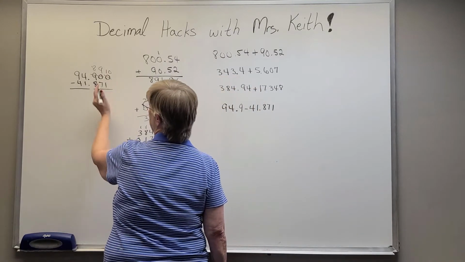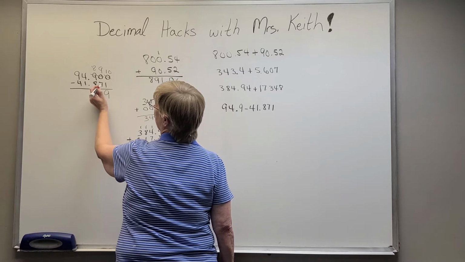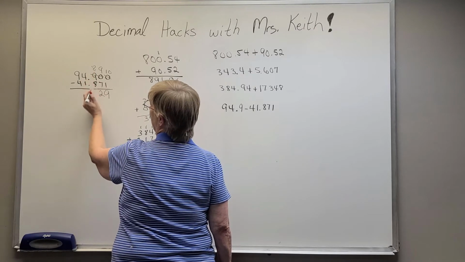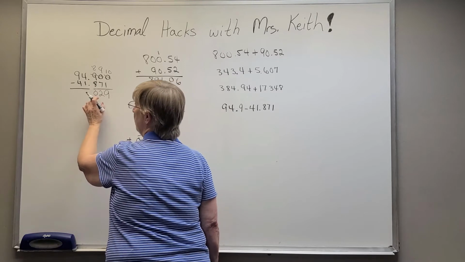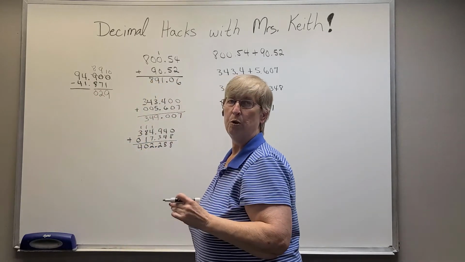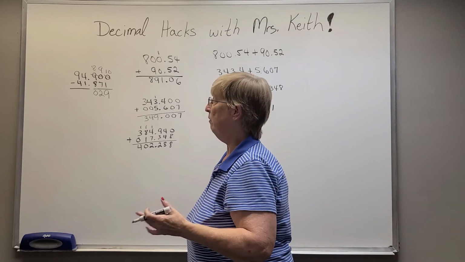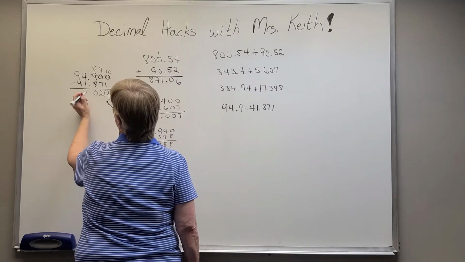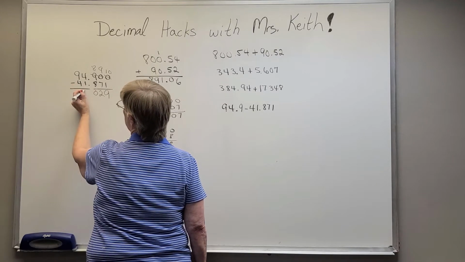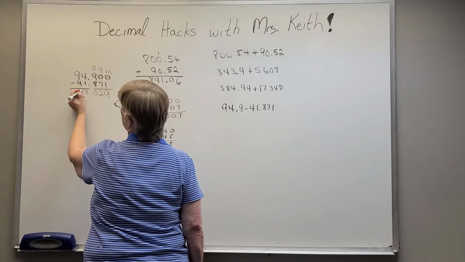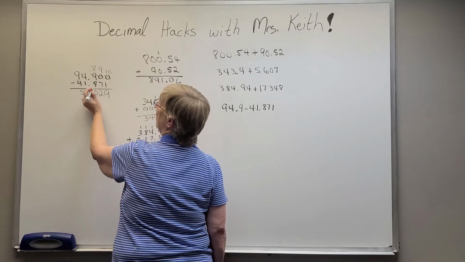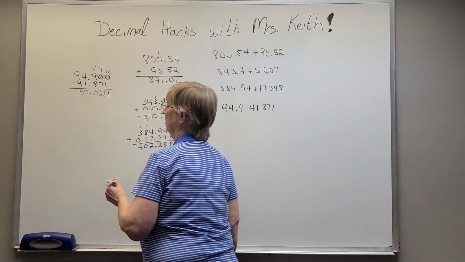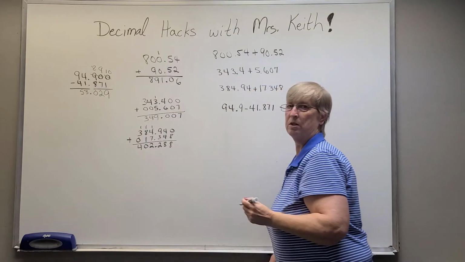Watch: 1 from 10, we have 9. 7 from 9, we get 2. 8 minus 8, we get 0. And remember, you have to write the 0 in. You can't just leave that spot and move everything over. You've got to have a number there. If it's 0, that's the number. All right? 4 minus 1 is 3. 9 minus 4 is 5. Where do we put the decimal? Again, in subtraction, you line it up just like you do in addition. So your answer is 53.029.